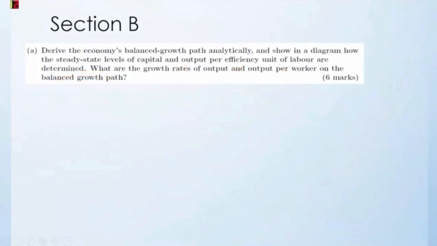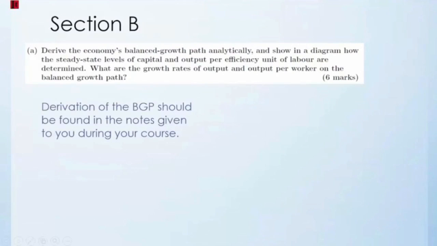So in the 2011 paper, we need to derive the economy's balanced growth path analytically and show in a diagram how the steady state levels of capital and output per efficiency unit of labor are determined. So we need to find the growth rates of output and output per worker. The derivation of the balanced growth path should be found in the notes given to you during your course.